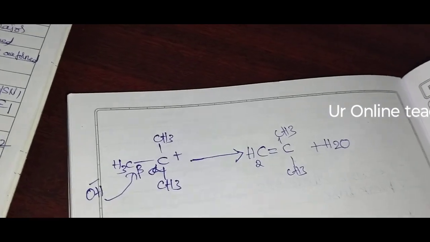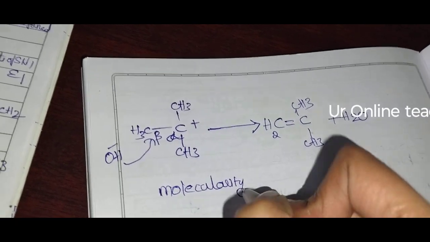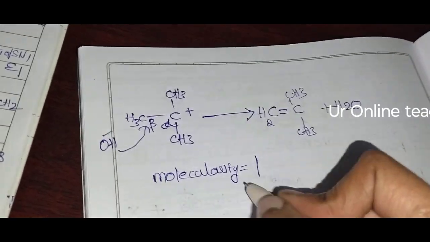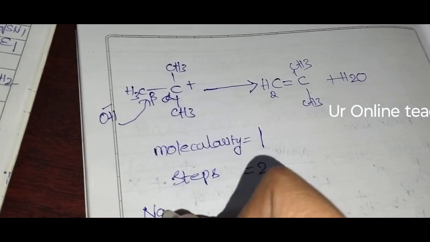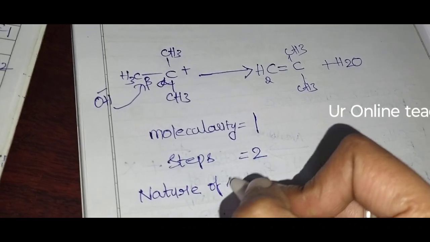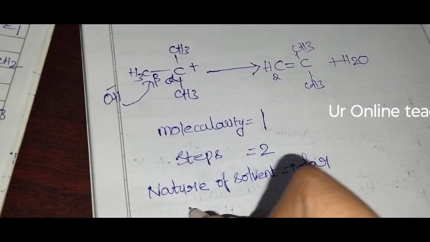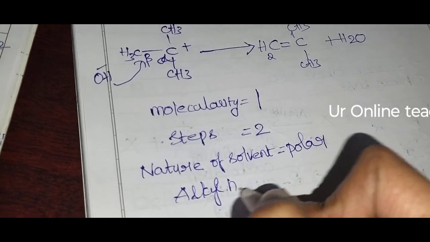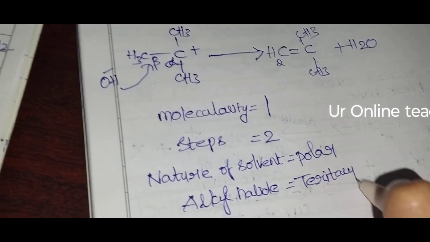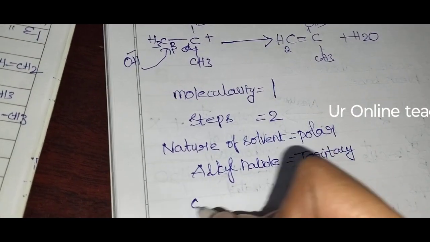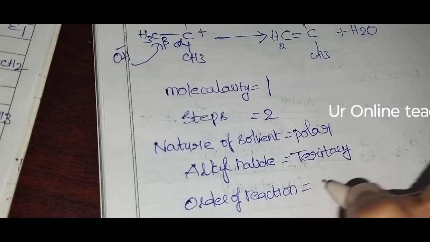What is its molecularity? When we take it, it is 1. So the molecularity of this reaction is 1. And how many steps? I already told it contains 2 steps. The nature of the solvent involved is a polar solvent, and the alkyl halide which is favorable here is the tertiary alkyl halide, which we already took as the example. And what is the order of the reaction? Here it is a first order reaction.